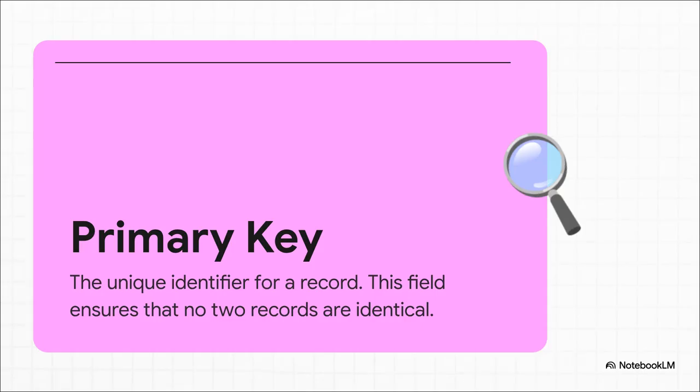But how does the database tell one customer from another, especially if you have 2 people with the exact same name, like John Smith? It uses something called a primary key. Just think of it like a unique ID number for every single record. Its one and only job is to guarantee that no 2 records can ever be identical. This is the secret sauce that lets us connect all our data together reliably.